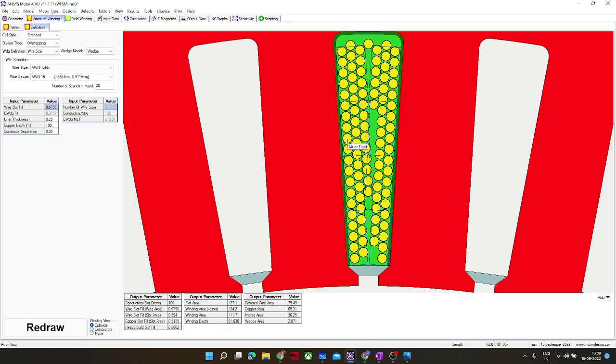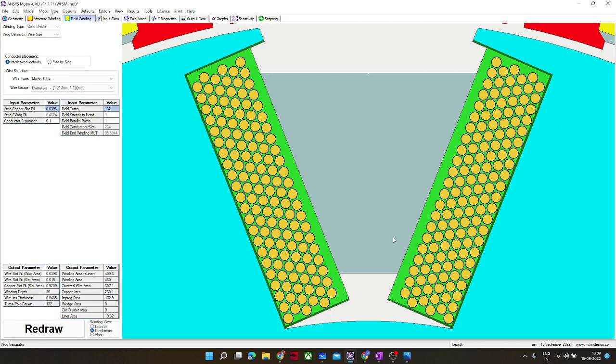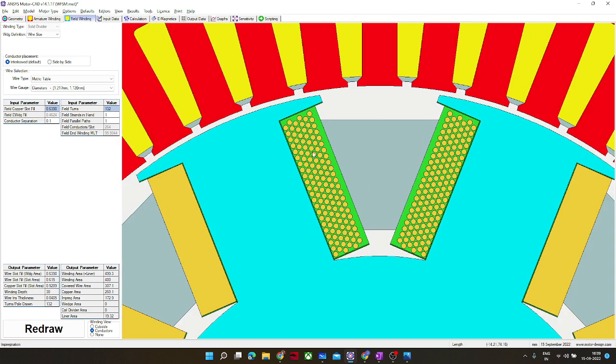They will combinedly create a number of turns, and that will create MMF, which will link to the rotor MMF, and hence the torque will be produced. So this is for armature winding, and this is for field winding.